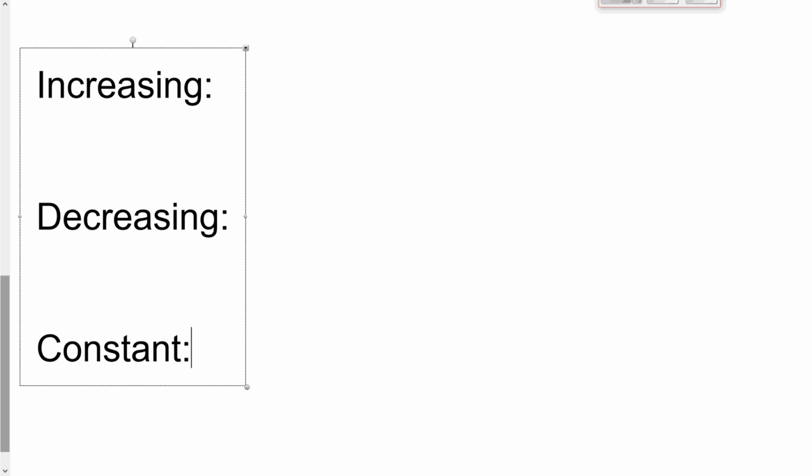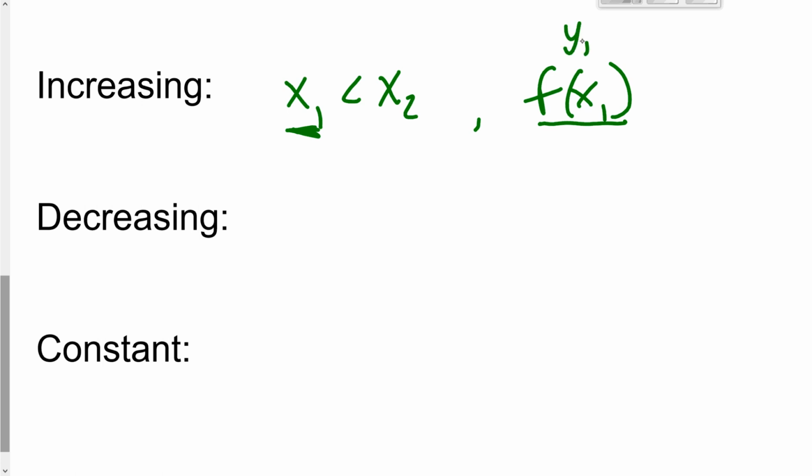Okay, so here would be the technical definitions, right? As I read from left to right, so as my x's get bigger, that's what this is saying. As my x2 is bigger than my x1, as I read from left to right, my y values, when I plug this x into the function, I get a y answer. This would be y1. That means that my y's are also getting bigger. So as I read from left to right, my y's are getting bigger.